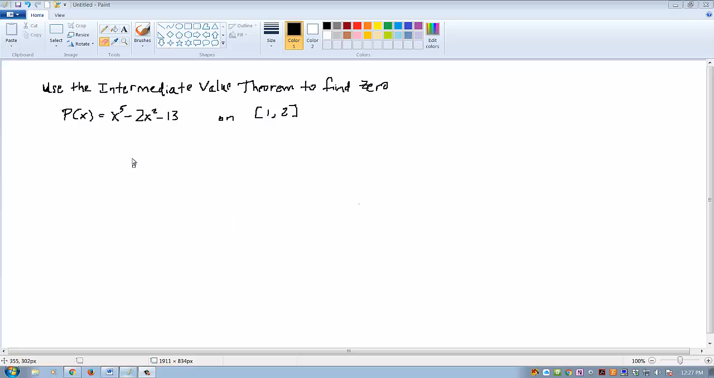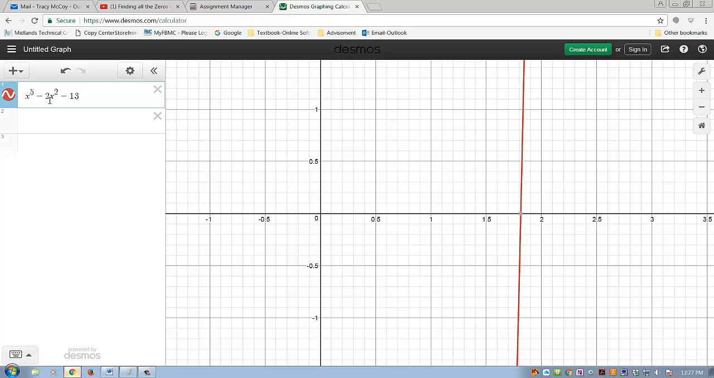So we are going to use the intermediate value theorem to find a zero. I have a setup. We've got x to the fifth minus 2x squared minus 13. I can actually see the graph right here.